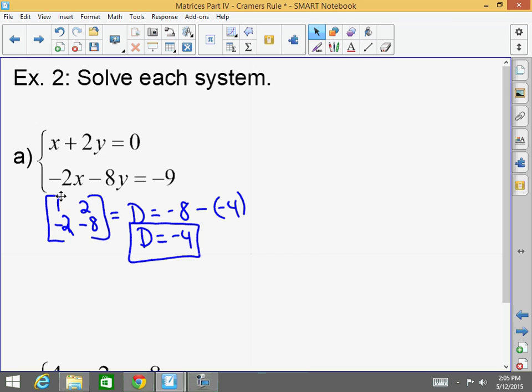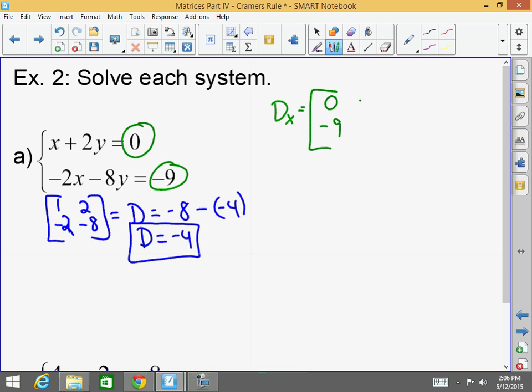Everyone with me there? Okay. Now, let's find my determinant of x. To find my determinant of x, I'm going to replace the e and the f with the coefficients of x. So I'm going to have 0, -9, 2, -8. Determinant of this bad boy, 0 times -8 is 0, minus -9 times 2 is -18. So that would equal 18. It's my d of x.